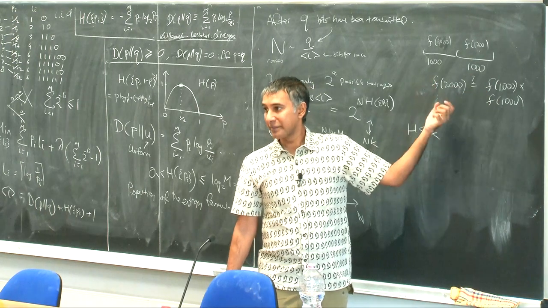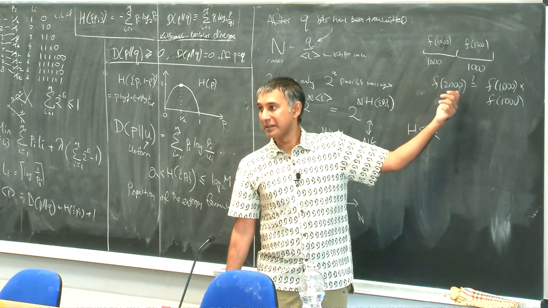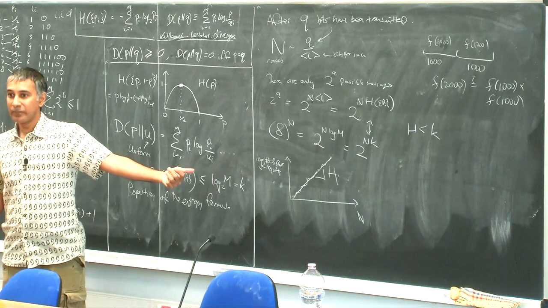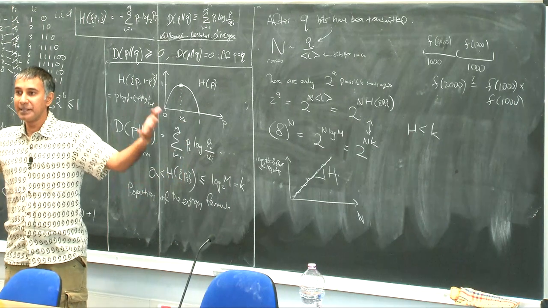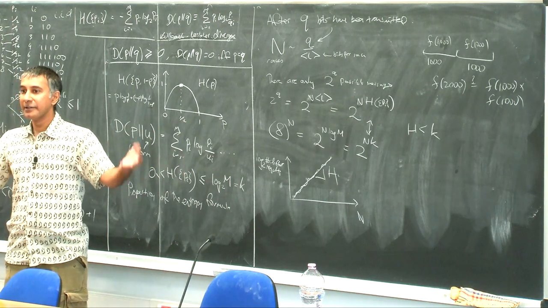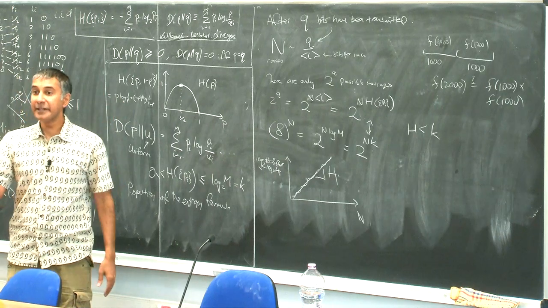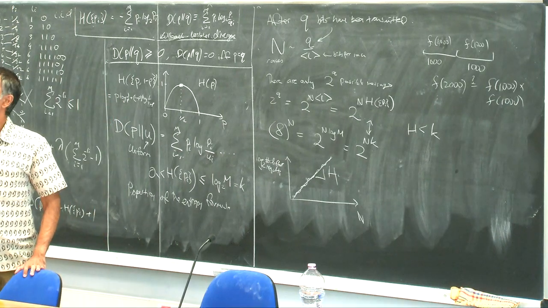And if you take the log, that means that log f of 2,000 is 2 log f of 1,000, which is why this is a straight line. It's a straight line because the possibilities essentially become independent for different subsets of the string. Any questions? Okay, that's a very important fact. It's a sort of empirical fact.